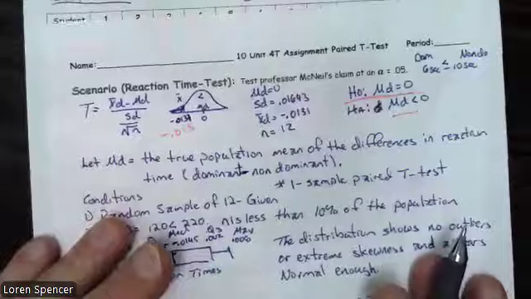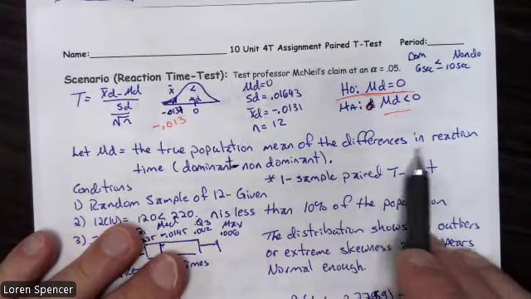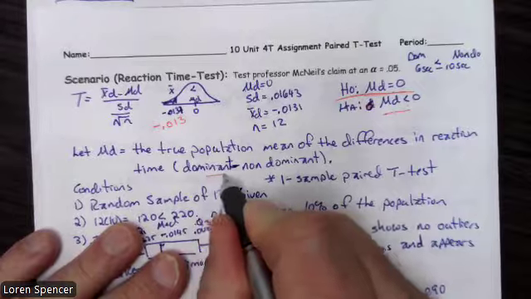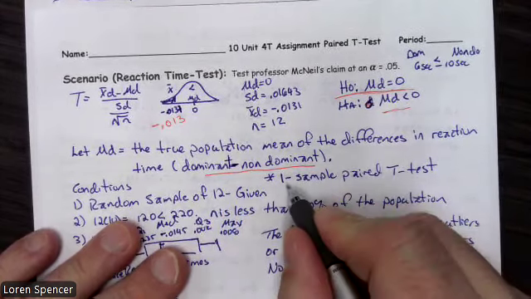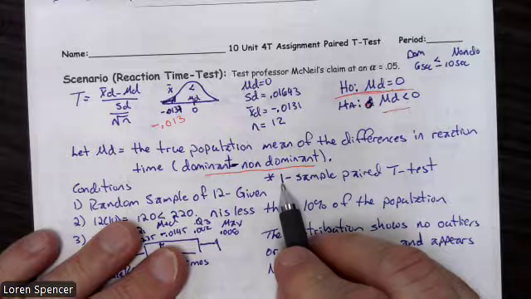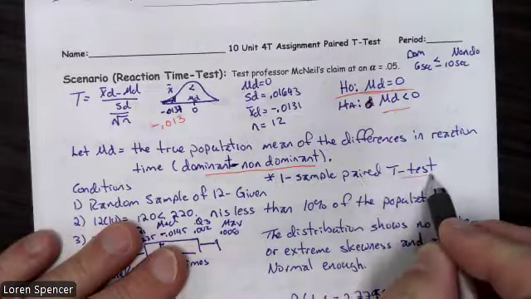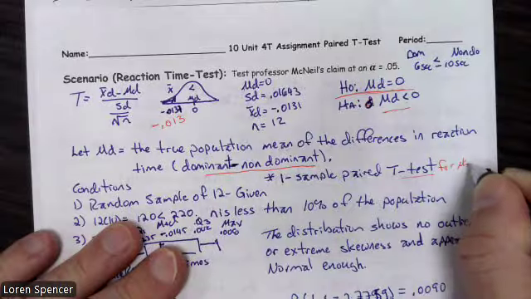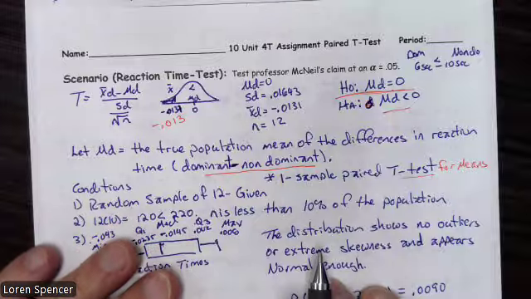So I need to define my parameter. Let μ_d equal the true population mean of the differences in reaction time, dominant minus non-dominant. You always have to tell the order that you subtracted it. Also, we need to name the test. Naming the test, this is a one sample paired t-test, and really for means. One sample paired t-test for means.